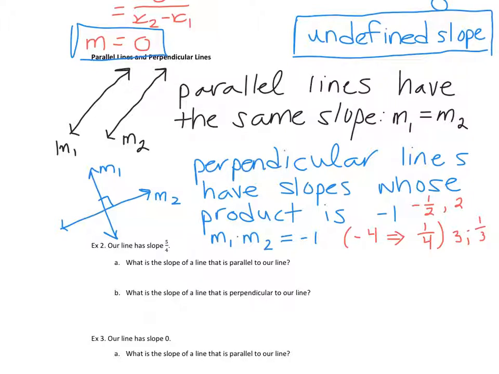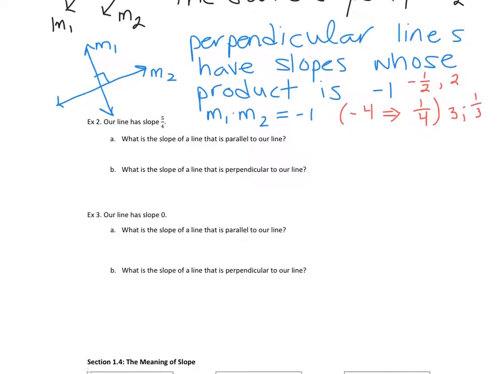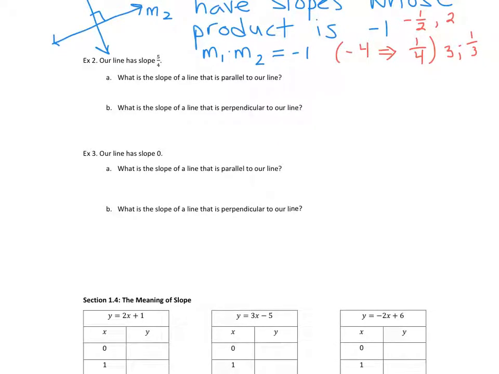All right, more examples. You can pause this and answer this question on your own and then come back to the answer. Welcome back. So our line has slope 5/4. What is the slope of the line that is parallel to our line? Well, if it's parallel, it has the same slope, so 5/4. What is the slope of the line that is perpendicular to our line? We're going to flip that 5/4 and change the sign, so -4/5.